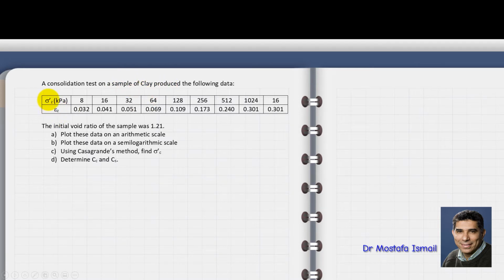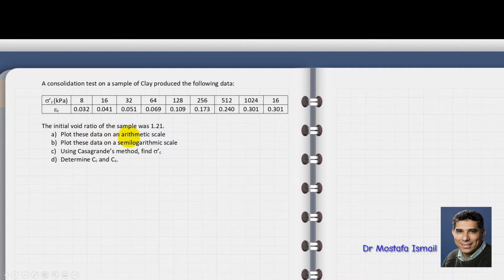Consolidation. So we have a problem here: a consolidation test done on a clay sample. We are given the vertical stress sigma dash Z and the corresponding vertical strain. Row 1 is for the vertical stress and row 2 is for the vertical strain. We are also given the initial void ratio being 1.21.